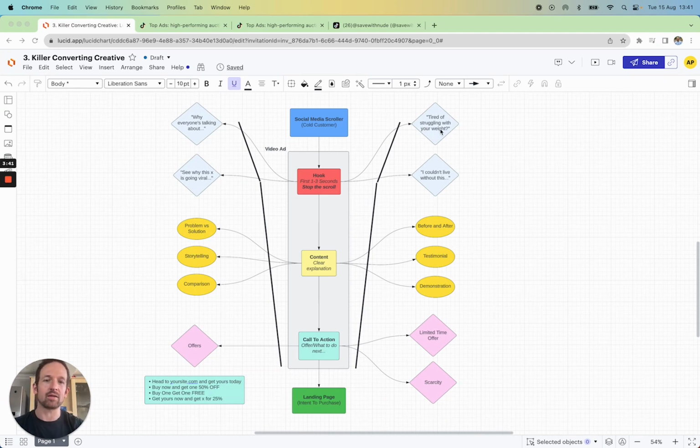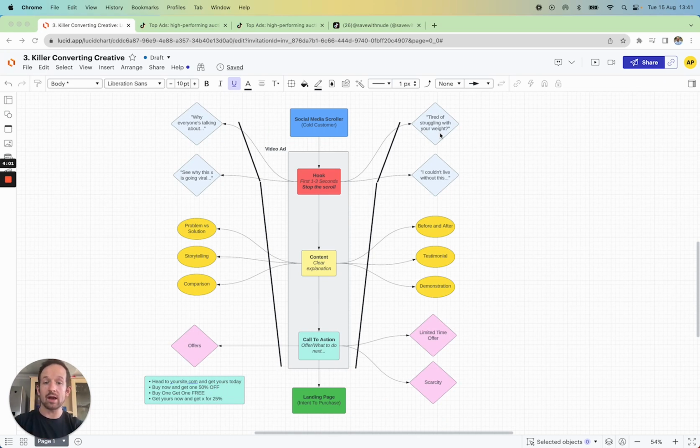And then we also have, for example, if you were focusing on a fitness product, are you tired of struggling with your weight? We're talking to our specific customer here. We're saying, what is your problem? In this case, it may be weight. Well, are you tired of struggling to get rid of it? Well, that's exactly what we're talking to, our direct customer, to try and hook them in.